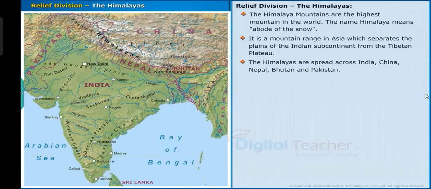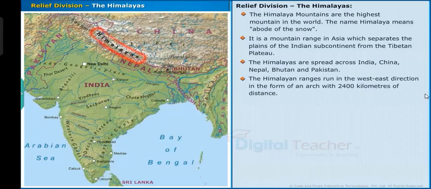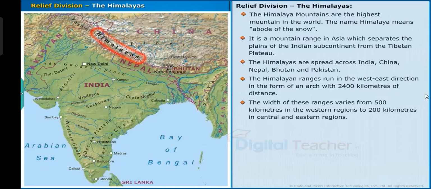The Himalayas are spread across India, China, Nepal, Bhutan, and Pakistan. The Himalayan ranges run in the west-east direction in the form of an arc with 2,400 kilometers of distance. The width of these ranges varies from 500 kilometers in the western regions to 200 kilometers in central and eastern regions.